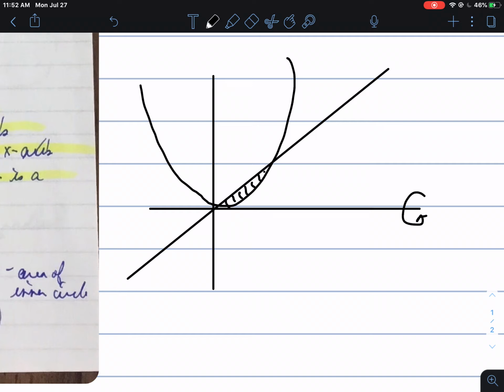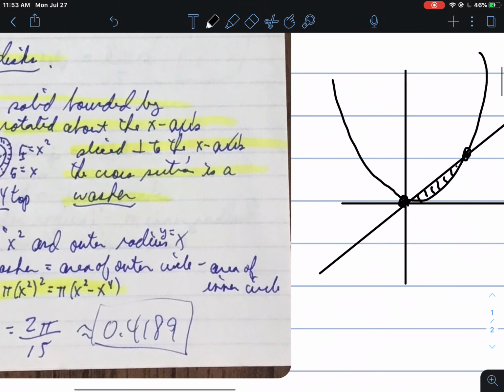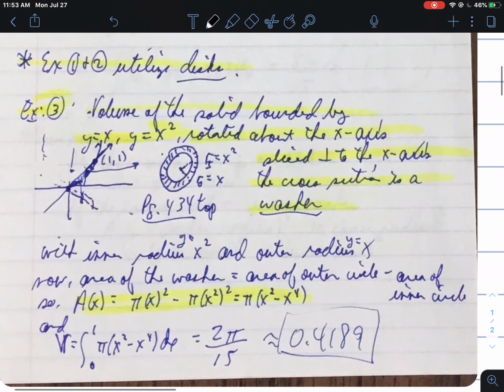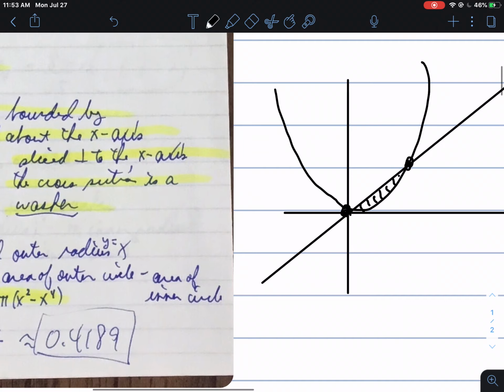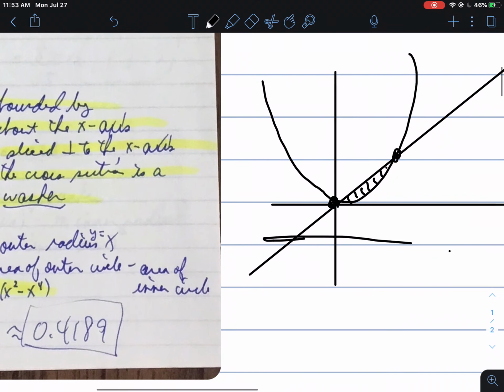So now when I spin this thing about the x-axis, this is passing through the origin, so that's fine. This point, I would need to know that point of intersection, and we could find that easily enough if you set x equal to x squared. Just like we did before.